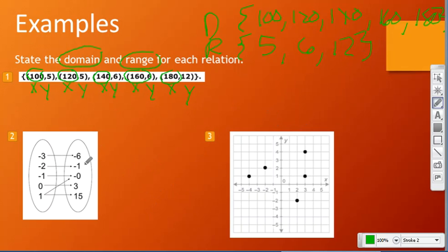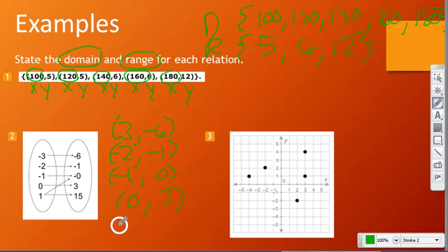Let's look at question number 2. So question number 2 is an arrow diagram. I'm going to go ahead and just write these also as a set of ordered pairs. 3, -6, -2, -1, negative 1, 0. I have no idea why that says negative 0. That shouldn't be there. 0 is neither positive nor negative. And then we have 0, 3.